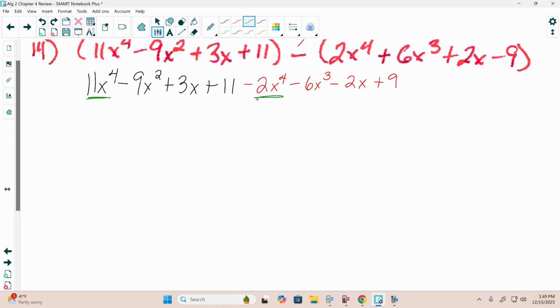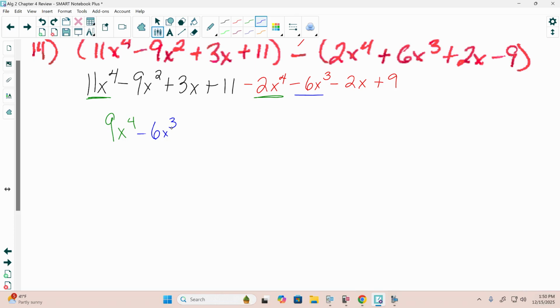The terms I would start with first are our x to the fourth terms, our 11x to the fourth and negative 2x to the fourth. 11 minus 2 is 9x to the fourth. Our next term would be cubic. Well, there's only one cubic term. It's our negative 6x cubed. Since it's the only one with x cubed, we just list it next.